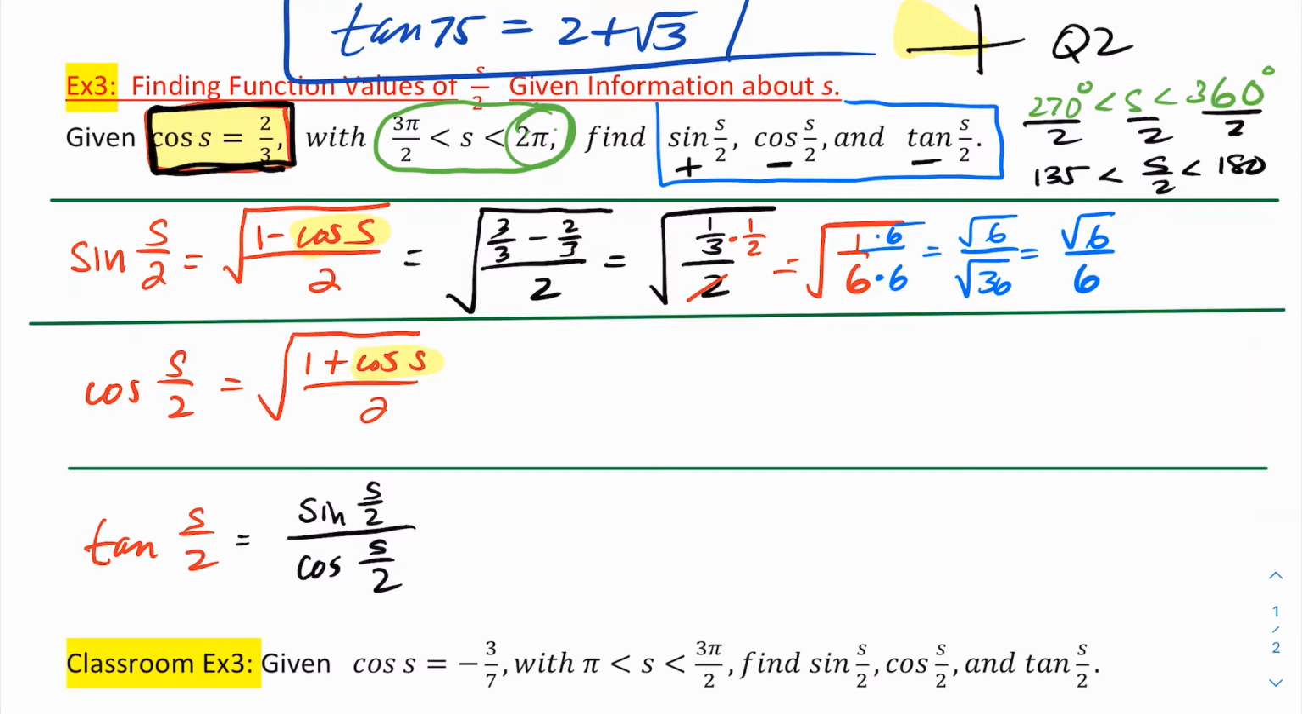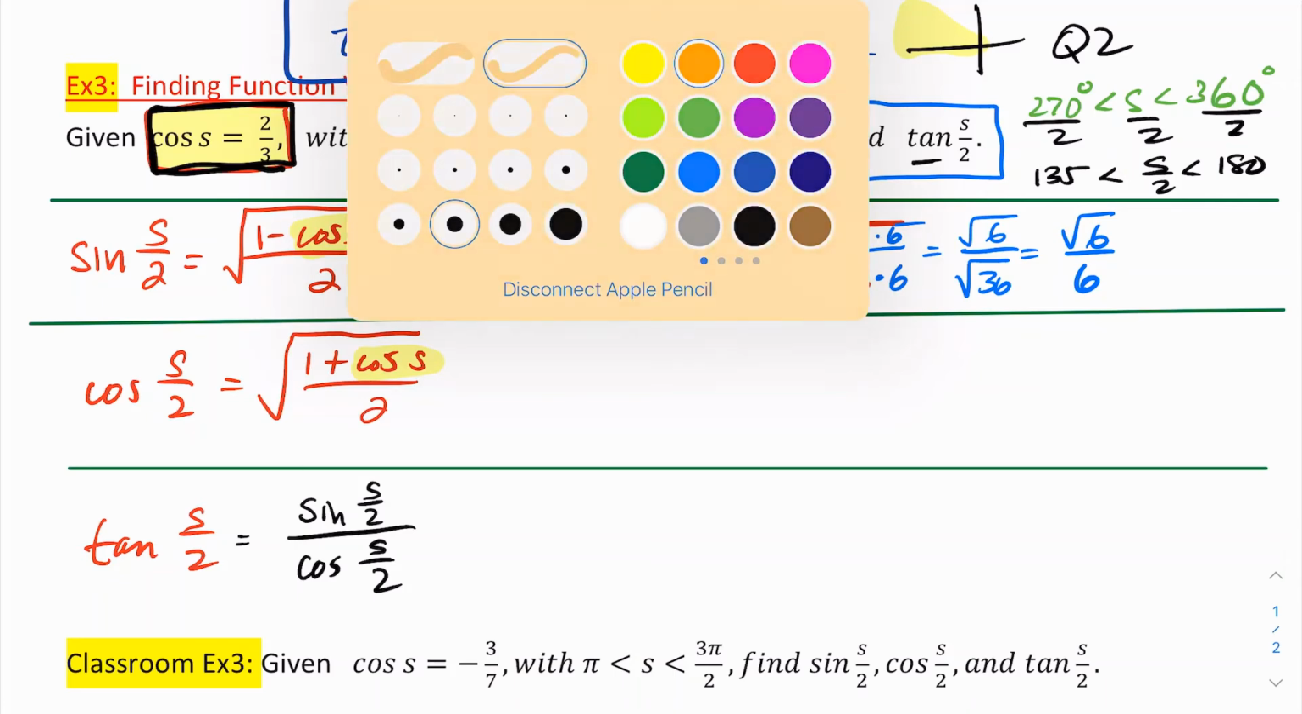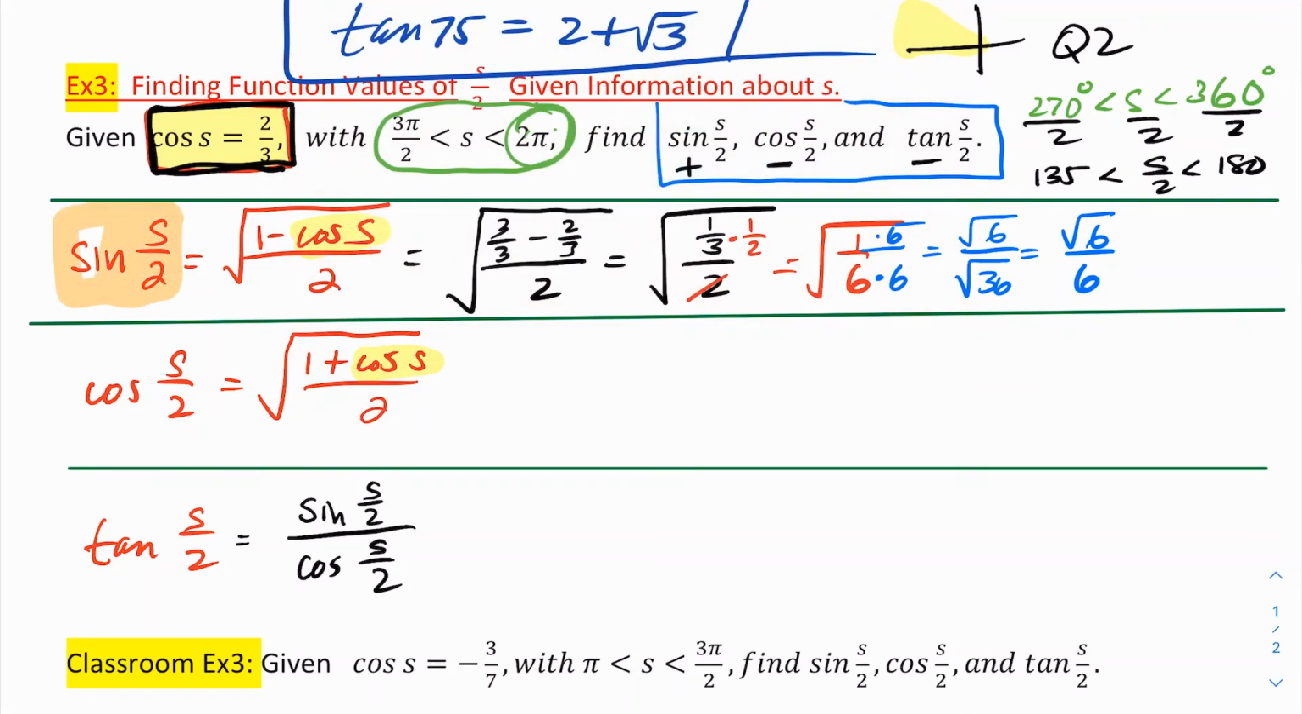So this, let me use different colors. Sine of s over 2 is equal to that. Actually, I think I'm going to go ahead and write it on this side. This is equal. All right, so we're going to finish this off, and we'll write sine of s over 2 over here, just so that it's finished off. Okay, so now we have the half angle for sine. Now we're going to do the half angle for cosine.